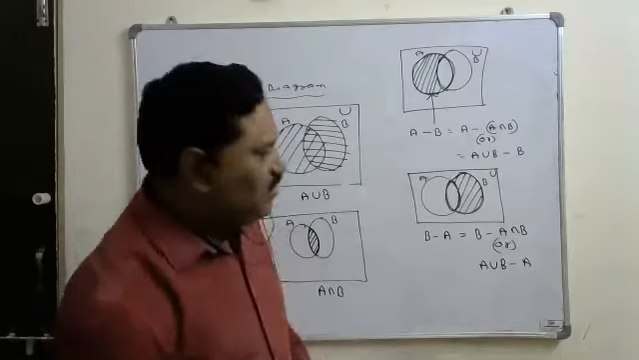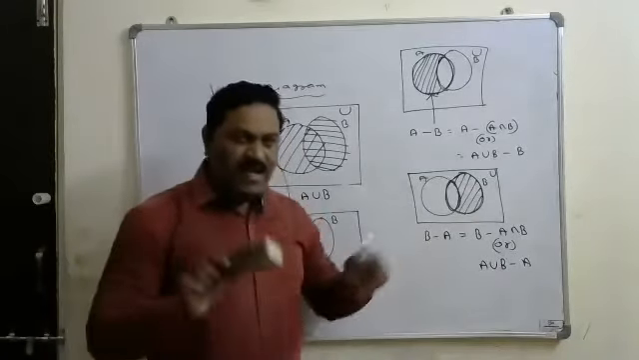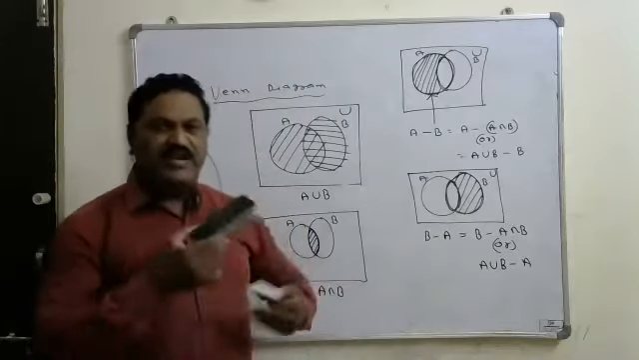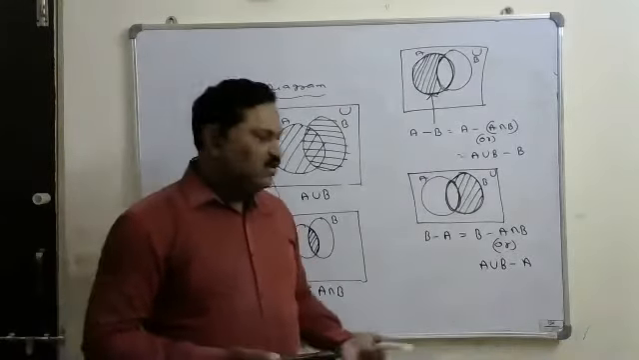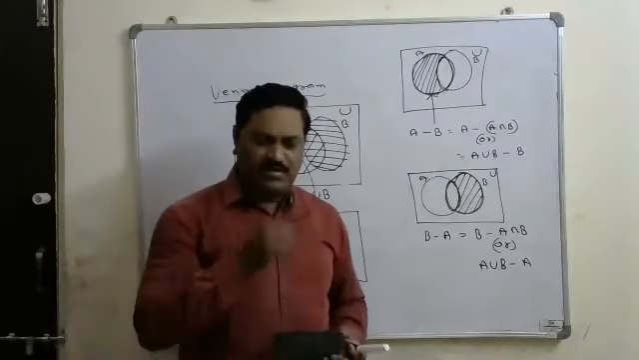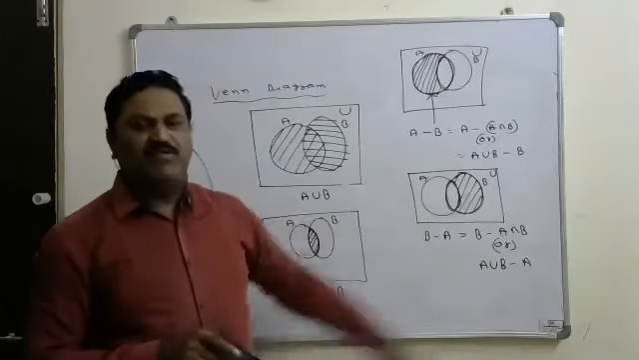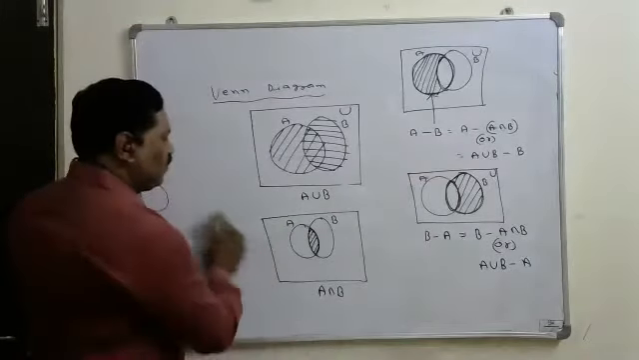Okay. So like that, whatever sets are given, if you form the Venn diagram, then we can easily derive whatever formula we want. So you don't need to remember this. Whenever it is required, if you form the Venn diagram, we can easily derive the formula we want. Okay.